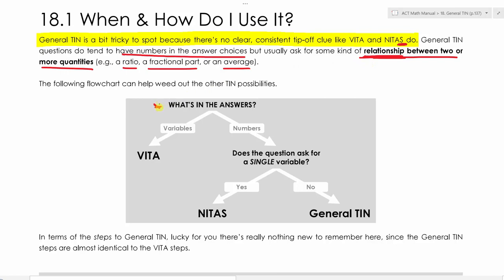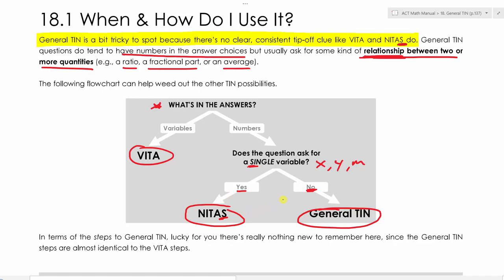So basically, if you go through this flow chart on a question, you may be able to determine whether General Tin is an option for you. So if you ask yourself what's in the answers, if there's variables, obviously you're using Vita. If there are numbers, remember you have to ask yourself, is the question asking for a single, that's what the S is in Nidus, for a single variable like X or Y or M, or is the question asking for some kind of relationship, in which case you may be able to use General Tin. So again, if the question is asking for a single variable or unknown, you're probably going with Nidus. If not, you're going with General Tin.